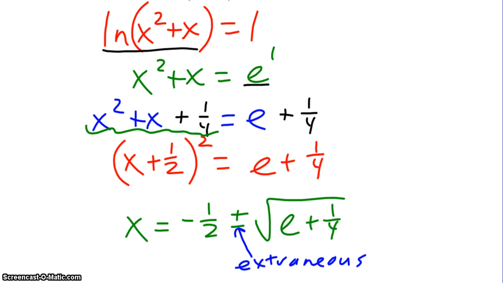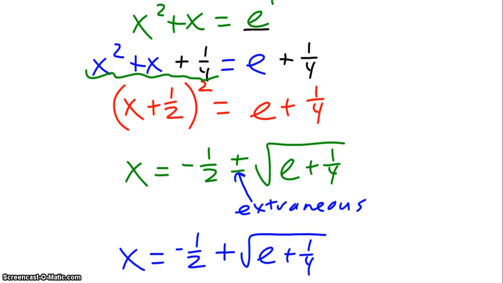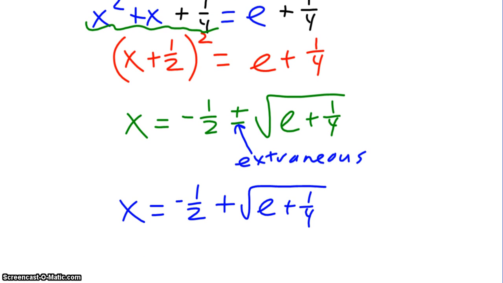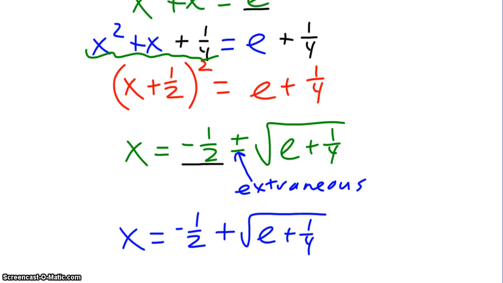Remember, because I said I want an exact answer, we're not going to type that into our calculator. If we wanted to round to 3 decimal places, we could. Now, when I solve this equation, I end up with x equals negative 1/2 plus or minus the square root of e plus 1/4. Well, we need to check for extraneous solutions again, and I can see that since I have a negative term here, if I subtract a quantity, that's going to end up with a negative number.